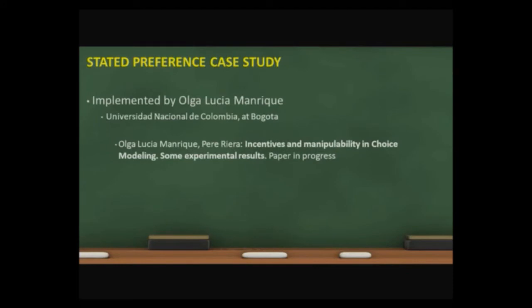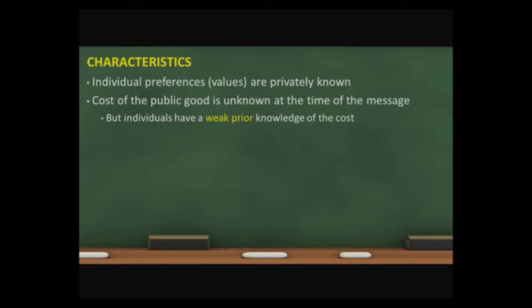The second case was a lab experiment on aesthetic preference. This was implemented at the National University of Colombia in Bogota by Olga Manrique, and this is a paper in progress that we are writing now.